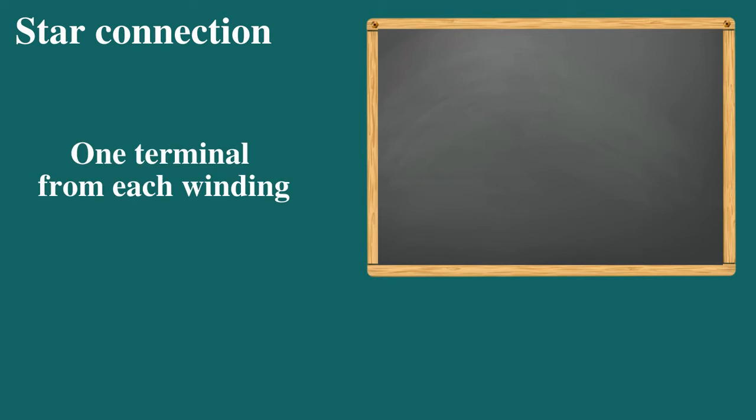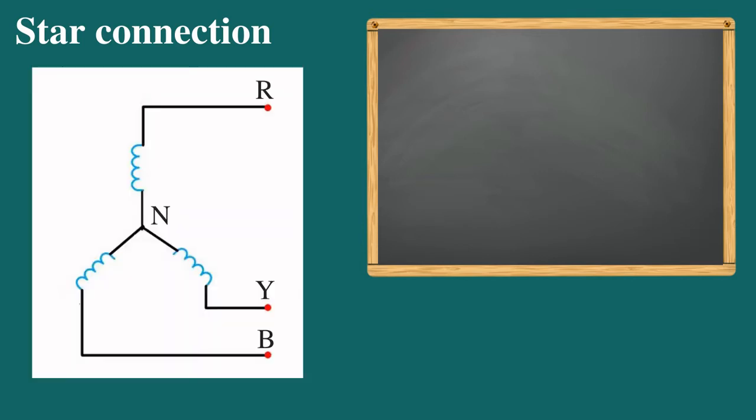So let's understand star connection. In this connection, one terminal from each winding is connected to a common point. You can see in this diagram there are 3 windings R, Y, B. One terminal of each winding is connected to a common point, that is neutral. So this type of connection is known as star connection.